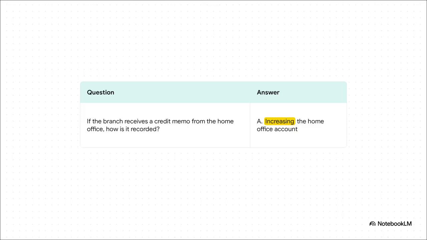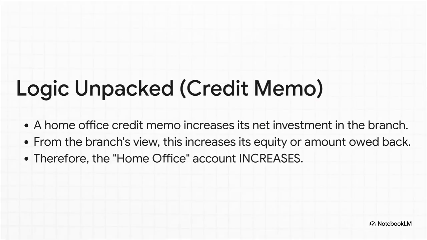Let's dig into the logic on this one. So here's why that works. A credit memo from the home office means the home office is upping its investment. From the branch's point of view, that means its equity, or the amount it owes back, just went up. So naturally, the home office account increases. See that pattern? It's all about which side of the mirror you're looking from.